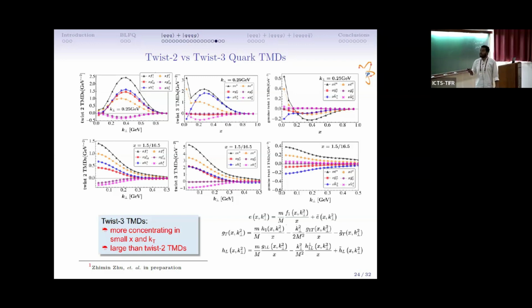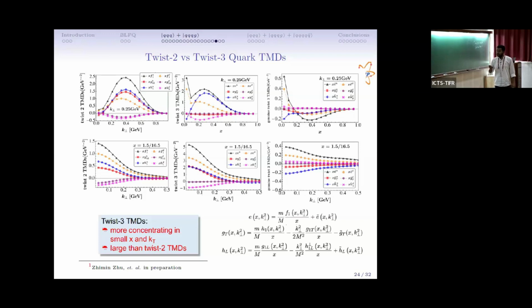And we can notice that the twist-3 distributions are quite large compared to this. I mean, they are comparable with the leading twist distribution, so it is quite important. I just want to mention these things, and it is concentrated near the small x, small k⊥ region.